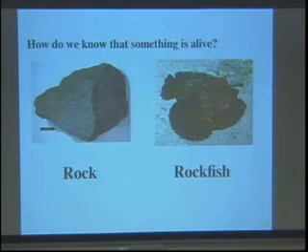What's that? Okay, so one is reproduction. All right, so rocks don't really reproduce. You can break them, but they don't really reproduce, right? Whereas a rockfish should be able to reproduce and have progeny. Anyone else want to shout out any other things? What else would tell you that one is alive and the other's not?